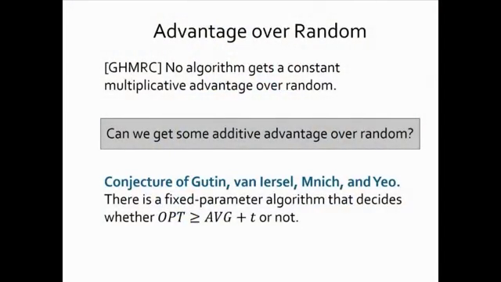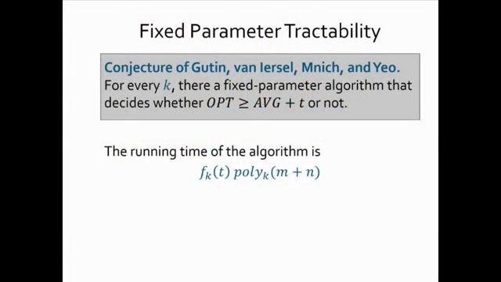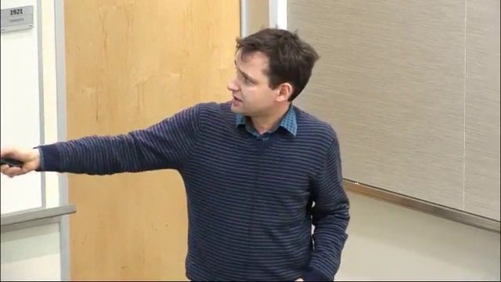And this question was posed by Gutin, Van Iersel, Mnich, and Zhou, who conjectured that there is a fixed parameter algorithm that decides whether the optimum is greater than average plus t or not. And here t is a fixed parameter. So in other words, this means that there is an algorithm whose running time is some function of t, and this function may be, for instance, exponential in t times a polynomial in m plus n, that decides whether the optimum is greater than average plus t or not.